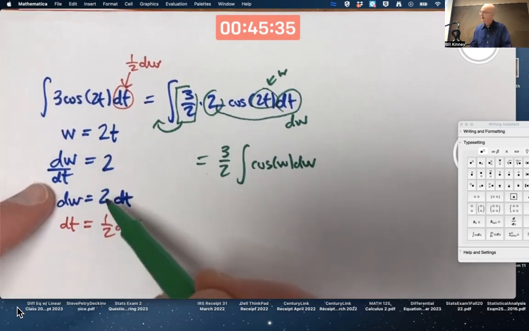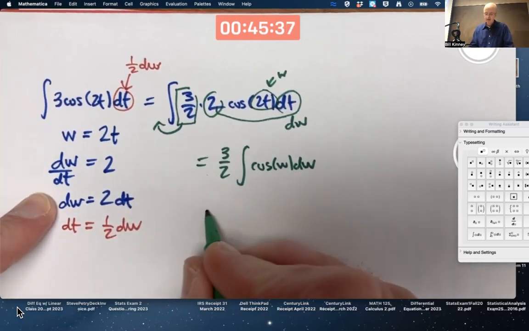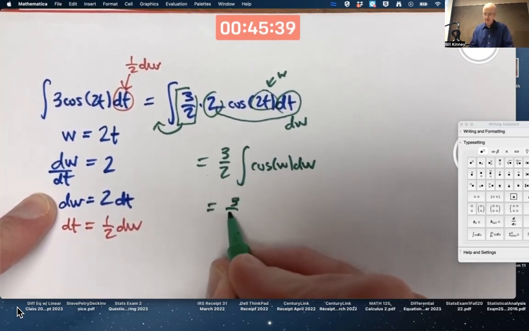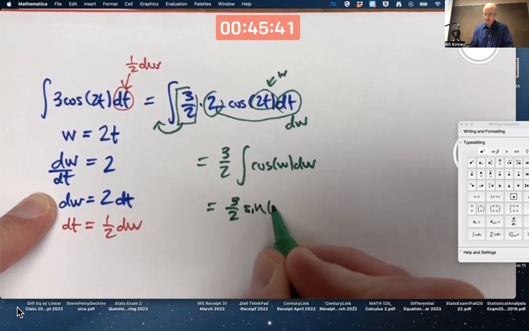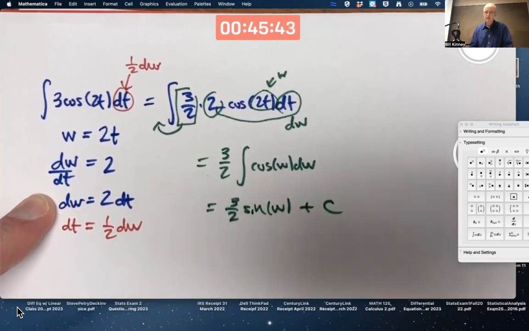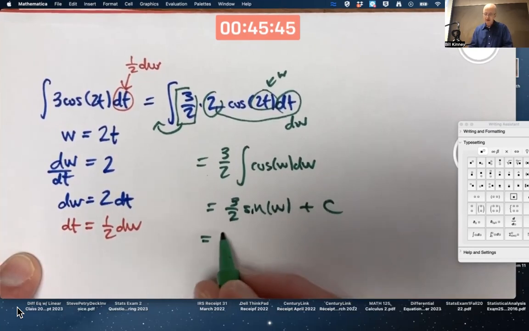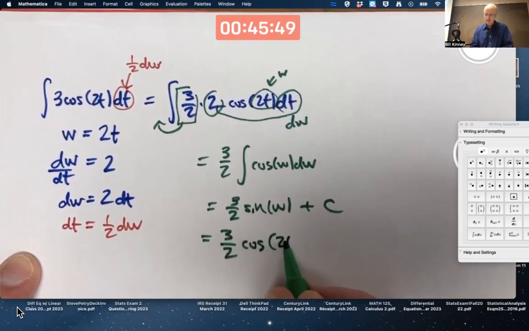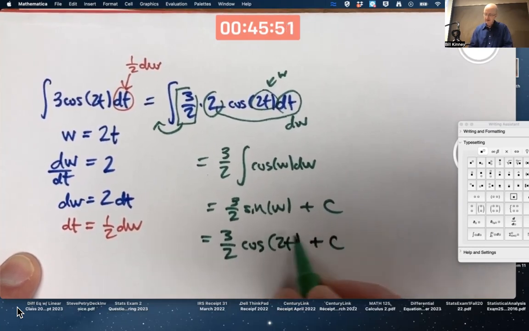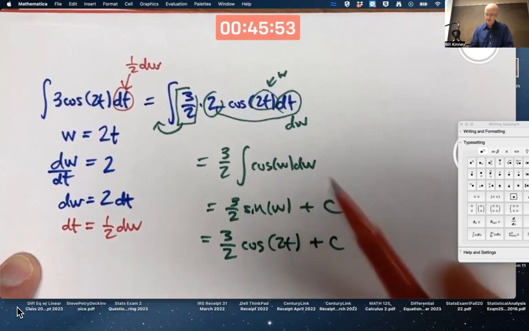But do show this kind of work here. Do this integral. It's a simpler integral to do. There's the answer in terms of w, but then don't forget, go back to the original variable. Replace w by what it equals, 2t. There is the final answer.